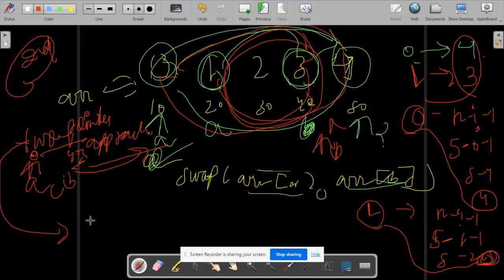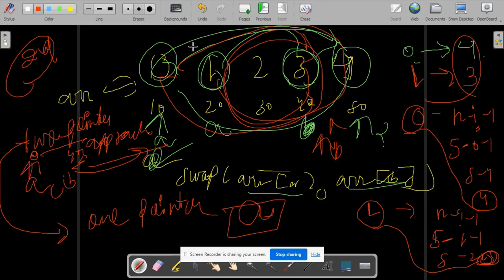But now you have reduced it to a one pointer problem. Why? Because you're just working with the A pointer, a single pointer. You're not taking any other pointer. I hope that this approach is very much clear to you. Okay, this is the optimized version. Why is it called optimized? Because earlier you were using two variables. Now you reduce to one. So this is the optimized approach.